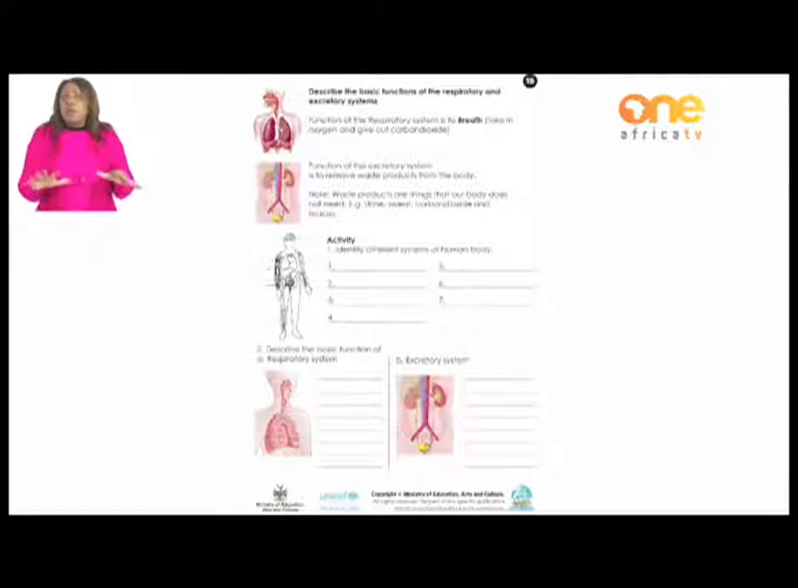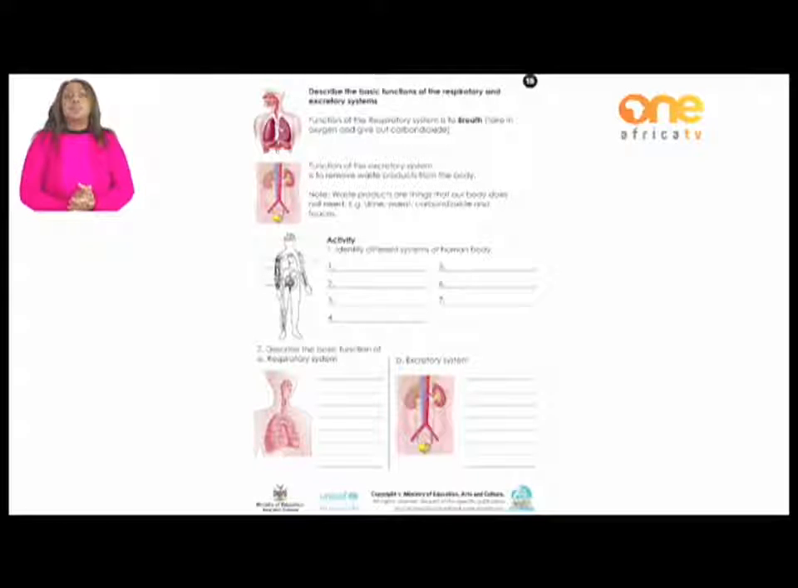Take note that the waste products are the things that our body does not need, such as urine when you go pee at the toilet, the sweat when you do some exercises, and the carbon dioxide that you breathe out, and then the feces when you go to the toilet. Those are the waste products that our body does not need.